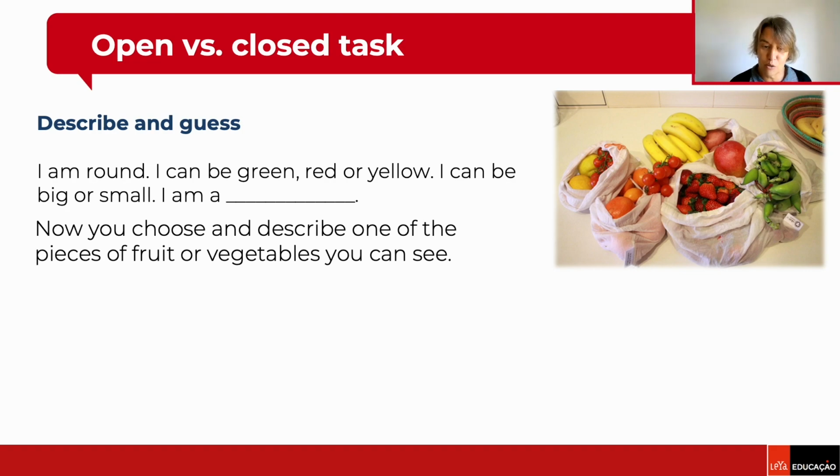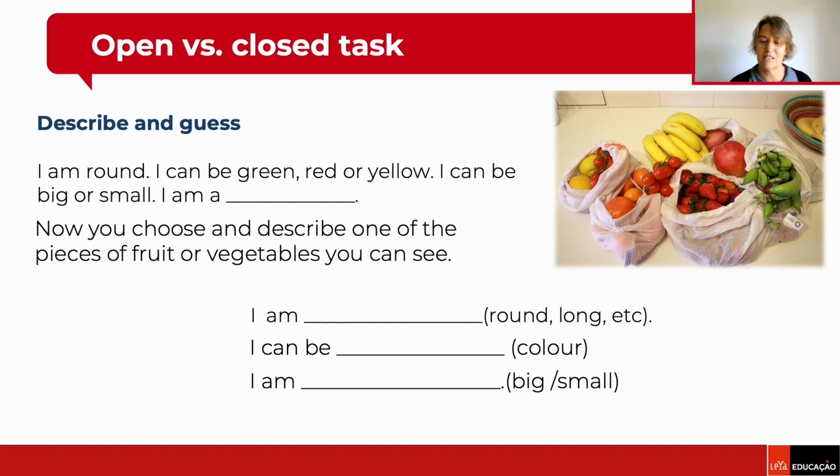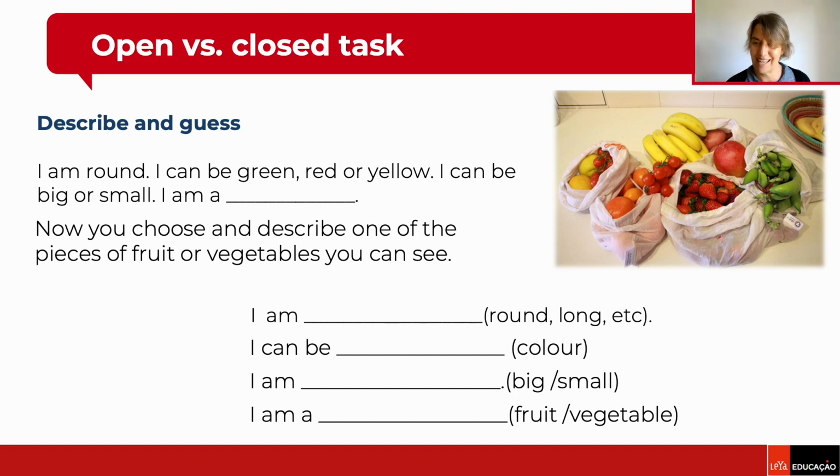It can be anywhere you like, right? So a closed example of this task would be to give them these prompts, and then they just choose the appropriate word. An open version of this would be you give them the model and then they just choose and write or speak their description. So here is an example of something that is closed and open. Again, dealing with differences in our classroom.